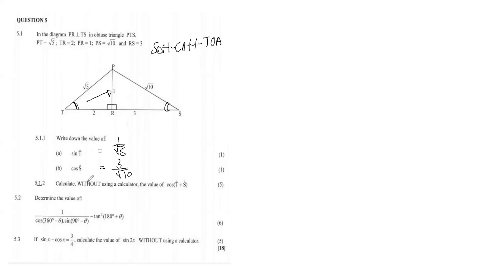Then 5.1.2 says calculate, without using a calculator, the value of cos(T + S), right? So what we ought to do here for 5.1.2 is simply write cos of angle T plus angle S. Now we can say that this is a compound angle for cos, which goes cos T cos S. With the compound angle for cos, the sign changes, and this becomes sine T sine S. Remember, this is given in your formula sheet. All you have to do is substitute based on the given variables there.